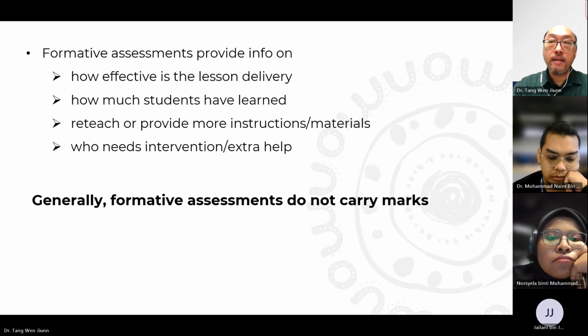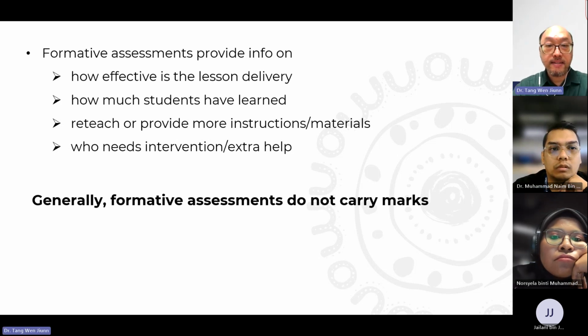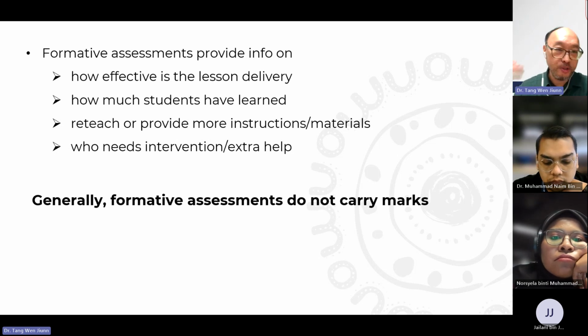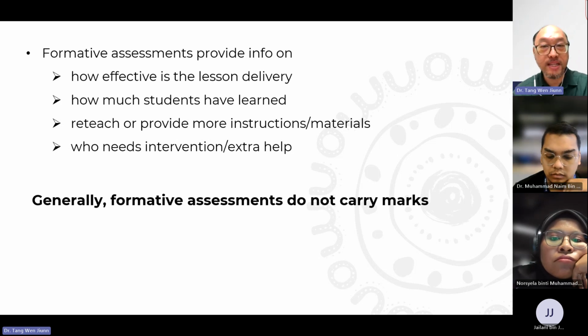If 60% get 80s and above, then you know you have to reteach. If only 20% or 1-2 students, for example, score very low, then you know these two need extra help. Then you can approach them outside the class to see what their issue is.